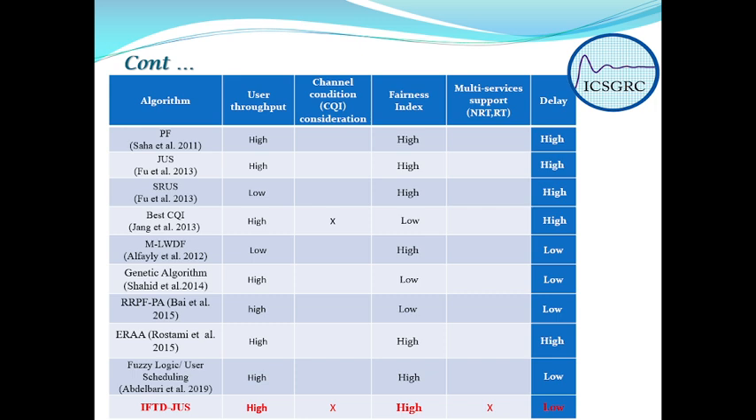From this table, we can see most of the previous studies focus on how to optimize the user-level fairness index or the user throughput. But for our proposed method, titled Improved Fairness Throughput Delayed Joint User Scheduling, I focused on optimizing the user throughput and the fairness index by introducing the channel condition and the multi-service users with low delay.